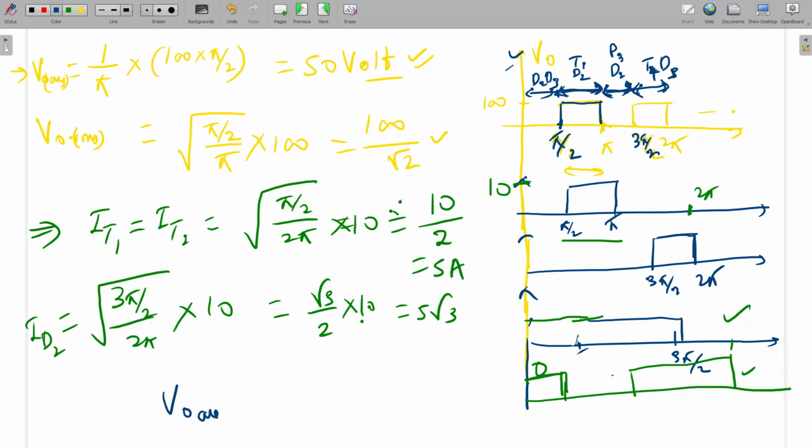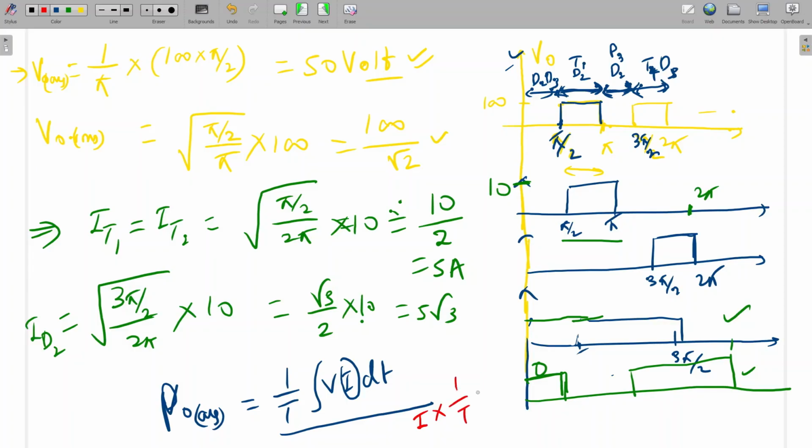V_O average is equal to 1 by T integral of V i dt. No, this is the power average. P_O average is equal to 1 by T integral of V i dt. So what we are observing here is that the current is constant, 10 ampere. So what can we apply? I am taking it outside, I into 1 by T integral of V dt. So here it will be the average of the voltage.